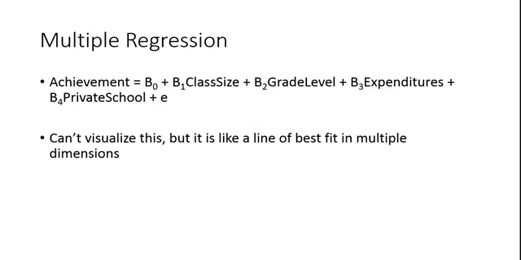So we introduced multiple regression as a method for addressing this. And if you recall, multiple regression just looks like a line of best fit. So we're predicting achievement on the left-hand side. We're predicting this from our key independent variable of interest, class size, but then we're also including a series of control variables such as grade level, expenditures, and whether the school is a private school or not. And we noted that this is essentially like fitting a line of best fit through multiple dimensions. And that ultimately our goal is to focus on the coefficient beta 1 as the coefficient of interest. The idea being that beta 1 picks up the relationship between a 1-unit change in class size and achievement, holding constant the control variables. So holding constant grade level, expenditures, and private school in this case.